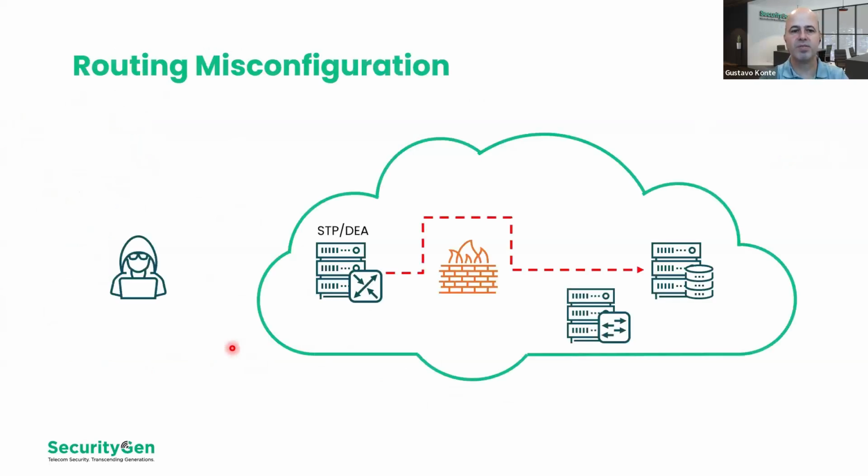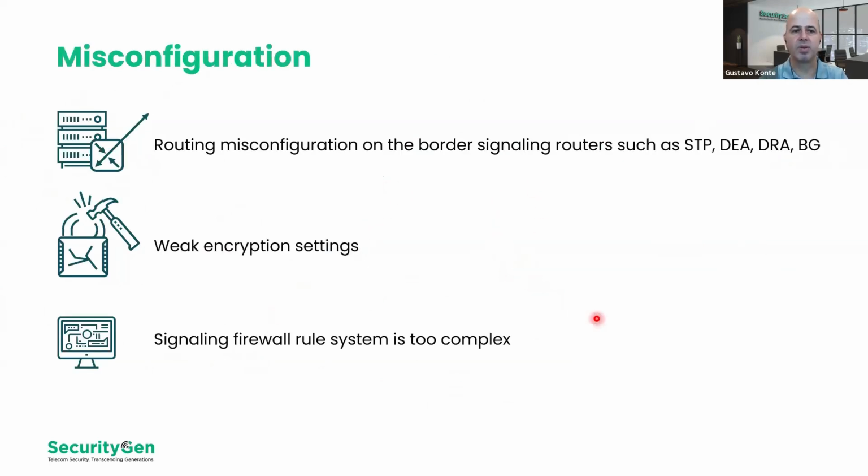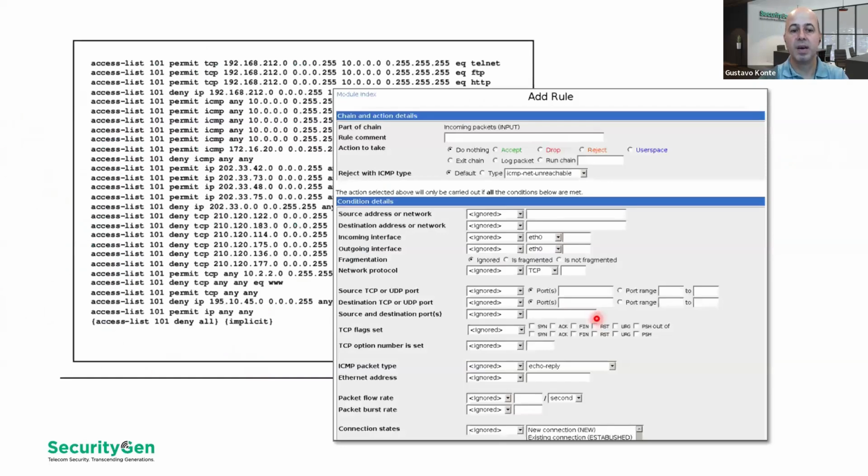So routing misconfiguration is easy. You send a message, and depending on some parameter, the STP DA will not send it to the firewall, and you go across. The complexity is somehow different. I'm using IT examples because they are, let's say, the most common. But usually when you have access lists, when you have firewall rules, you have several parameters, and you have several rules on the list.